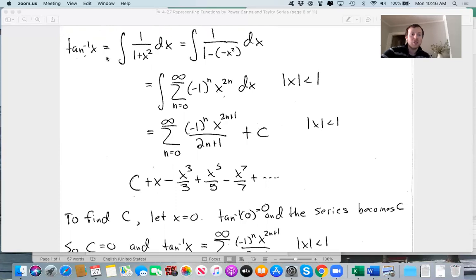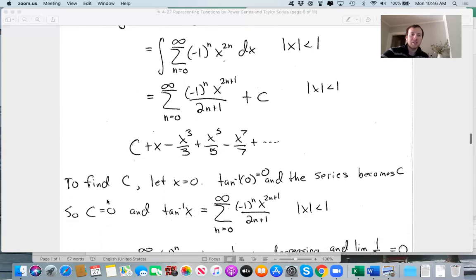If you put x equals 0 into it, inverse tangent of 0 is 0. If you put 0 into this series here, all of these terms with x's become 0, and so you only have this c left. So since these two are supposed to be equal, and the left side, you put in 0 gives you 0. If you put 0 into the right side, you get c. The c must actually be 0. So it turns out that there isn't a constant here.